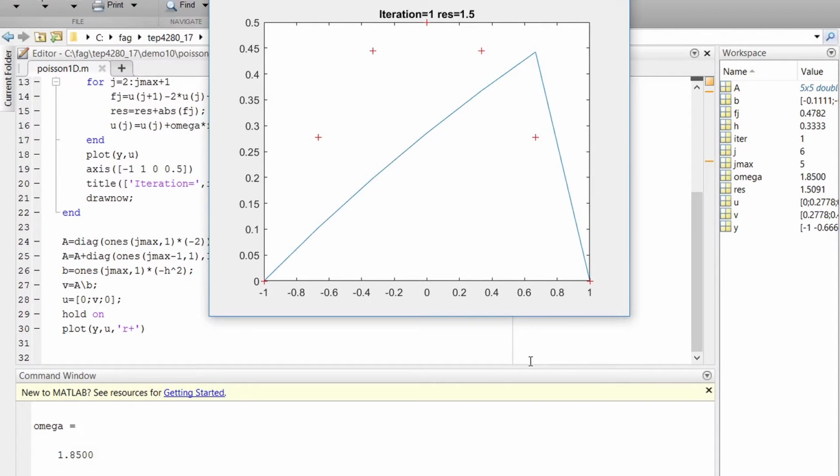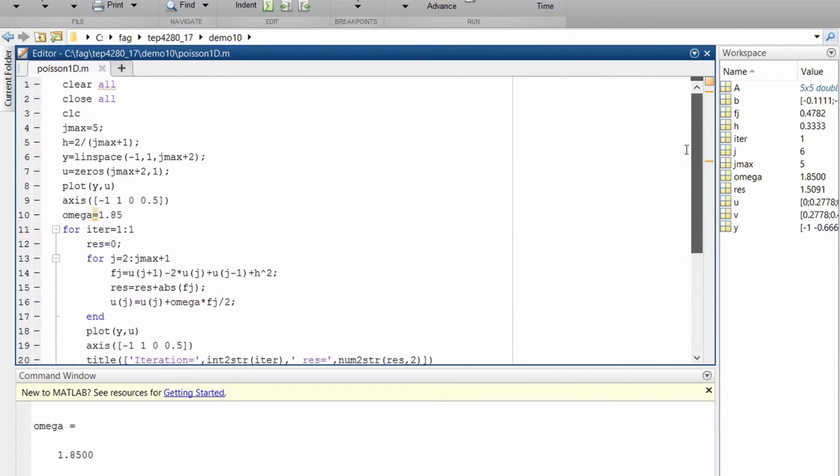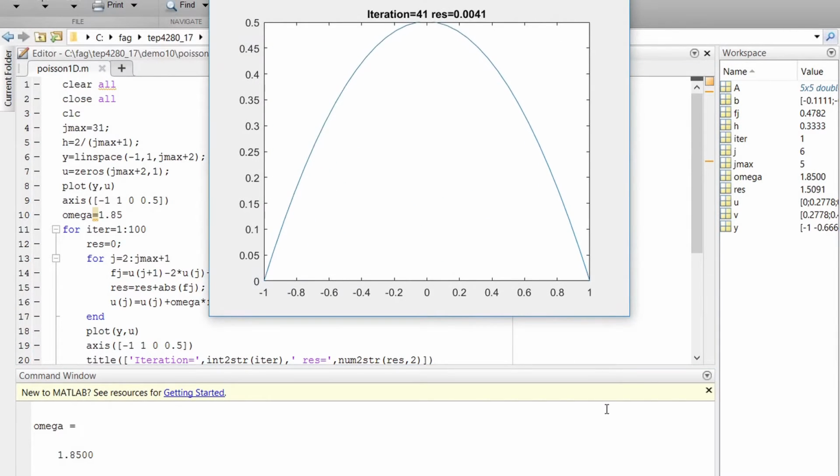I only have one iteration, so this solution, don't really believe it. But you see the dots, they have a nice parabola. So if we go back and increase the number of unknowns, we had 31 and we had 100 iterations. We should now get the correct solution on top of that one, which is quite neat, actually. So, yes, we agree. Any question to that one? No? Okay.